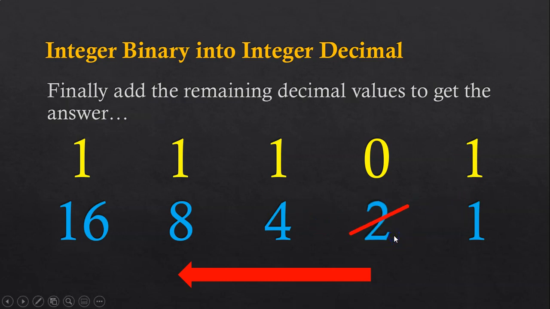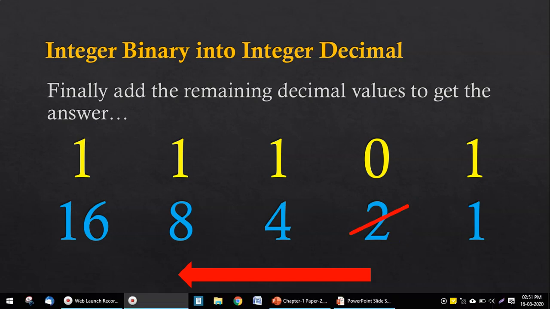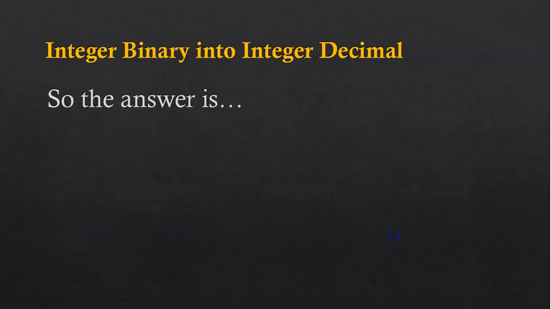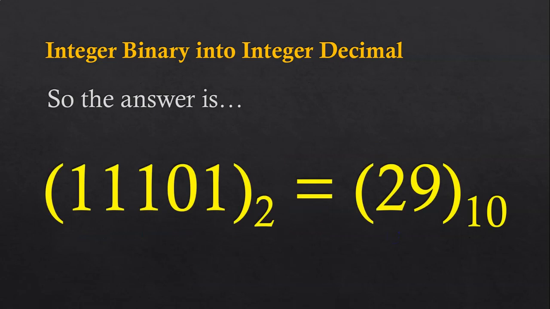Now finally, we have to add these values together. 16 plus 8 plus 4 plus 1, because 2 is discarded, 2 is scratched out. So 16 plus 8 plus 4 plus 1 will give you the answer: 11101 to the base 2 is equal to 29 to the base 10.